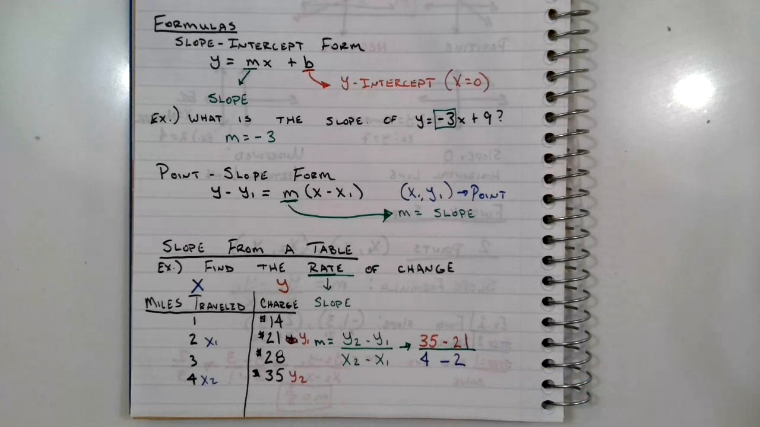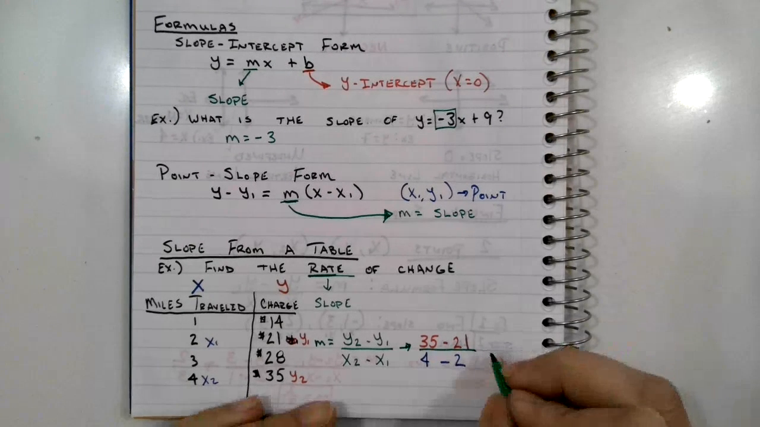All I've done is chosen 2 points. You could have chosen this point and the top point. We could have chosen the 3 point and then the 1 point. It doesn't matter. We're going to come up with the same answer no matter what.